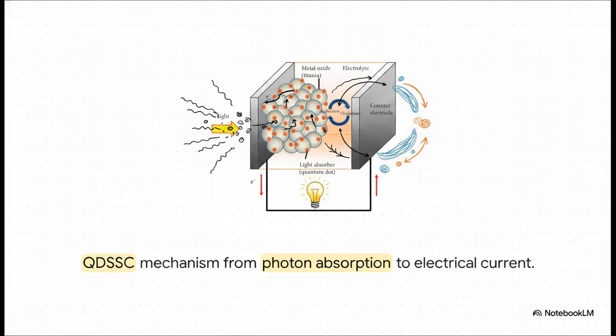From there, it travels out through the external circuit, powers our light bulb, and eventually arrives at the counter-electrode. Meanwhile, our original quantum dot is now oxidized. It's down an electron. So the polysulfide electrolyte rushes in, donates an electron to reset the dot, and the whole cycle just keeps spinning endlessly.